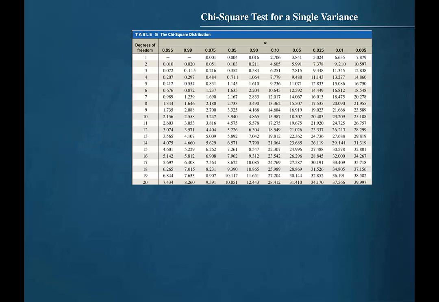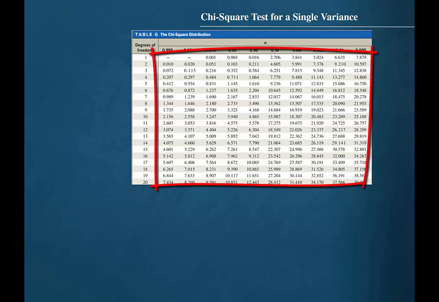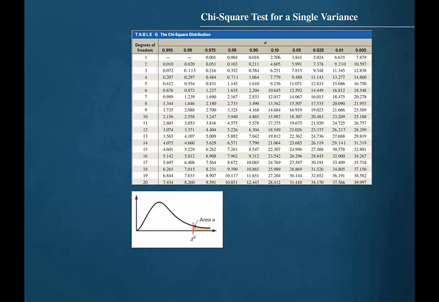In the chi-square distribution table, we have the values of alpha in the top row, the number of degrees of freedom in the left column, and the body of the table contains the chi-square critical values. Chi-square values are always positive. The areas in the top row of the table correspond to the areas under the curve to the right of the chi-square critical value as shown in the graph.